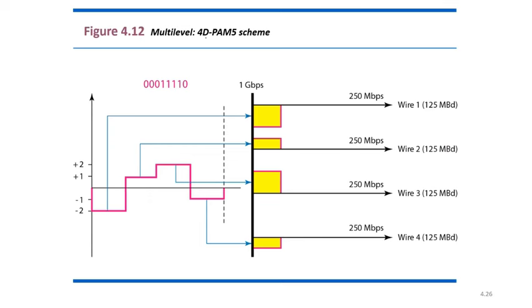Another one in multi-level is 4D-PAM5. Its meaning is four dimensional pulse amplitude modulation. So this is pulse amplitude modulation, and 5 stands for 5 different levels. The 5 different levels here are plus 2, plus 1, minus 1, minus 2. These are 4, and 1 is 0. So this 0 is basically used for synchronization.